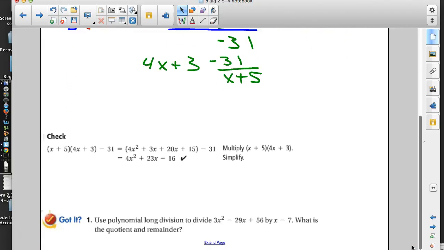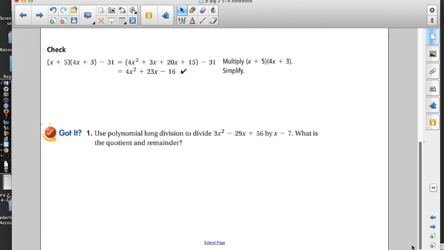So now they're saying, do you realize that this is checkable? Well, it better be, because if it's not, then you're not going to know whether or not you did it right or wrong. So what we would do is we'd take our x plus 5 times 4x plus 3, see what we get, and then subtract that remainder of 31. And we'd better get back to the original. So if you do FOIL on these two, you get 4x squared plus 3x plus 20x plus 15. And then we're still going to subtract our 31. And once you do all of that math, you get 4x squared plus 23x minus 16. And we know we're right. So definitely checkable. All right.